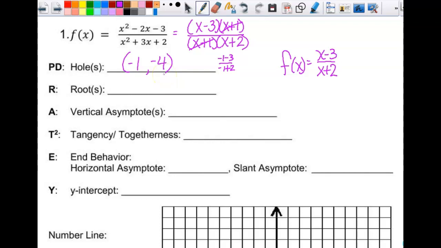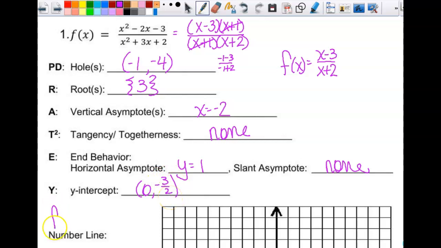Okay. How many roots do I have? 1, so 3. How many vertical asymptotes do I have? 1, and it is at x equals -2. Do I have any tangency or togetherness? No, because I don't have any exponents anywhere. Do I have a horizontal asymptote? Yes, because it's tied in degrees, so this would be y equals 1, which means I do not have a slant asymptote. My y-intercept is going to be at 0, -3/2.